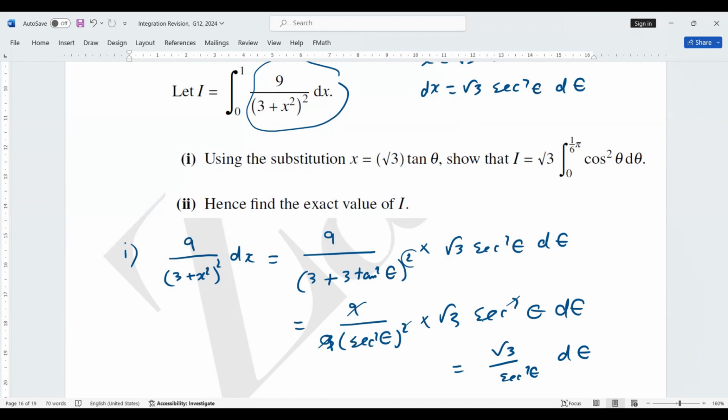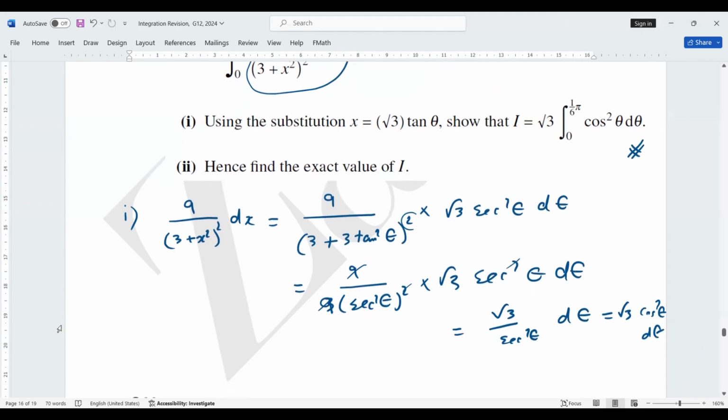Okay, 1 over sec squared is cosine. Then it's radical 3 cosine squared theta d theta. So this is the answer. Hence, find the exact value of I.